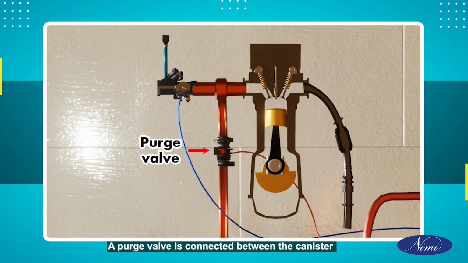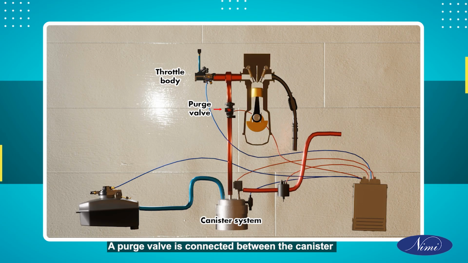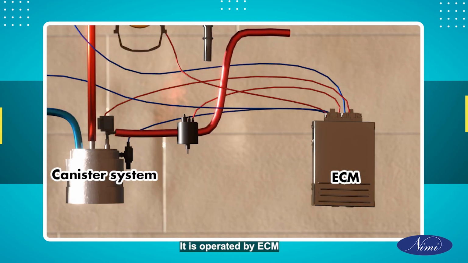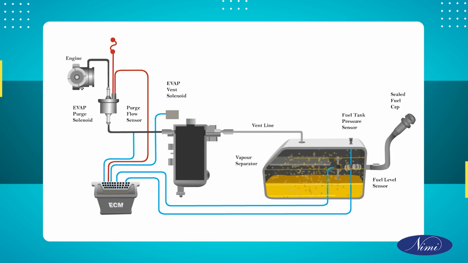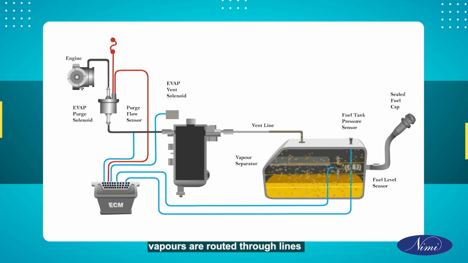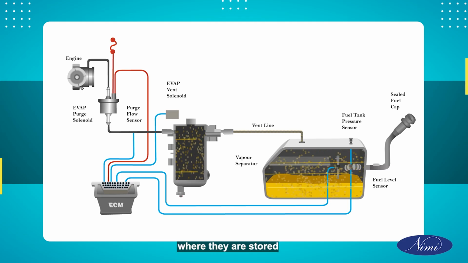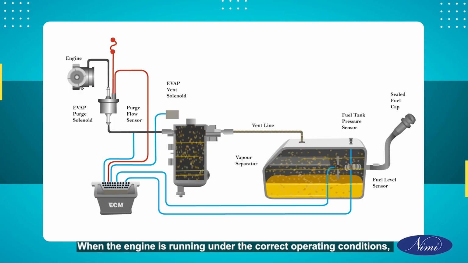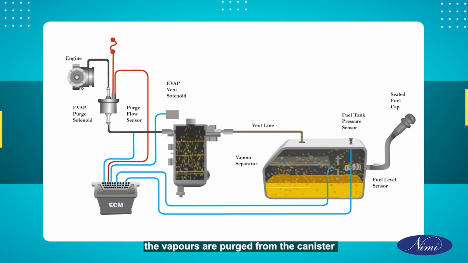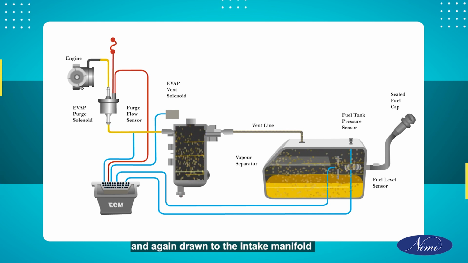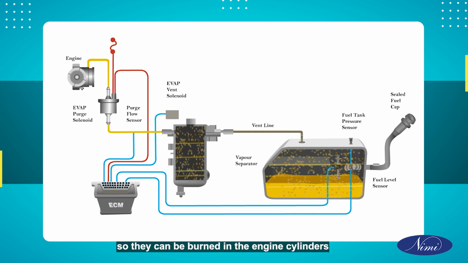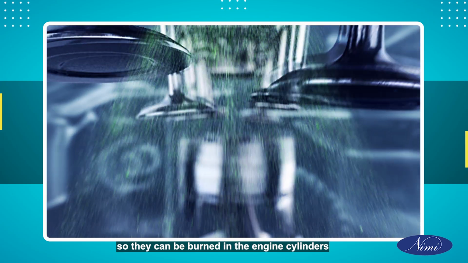A purge valve is connected between the canister and the throttle body. It is operated by ECM. When the engine is not running, vapors are routed through lines and hoses to a charcoal canister where they are stored. When the engine is running under the correct operating conditions, the vapors are purged from the canister and again drawn to the intake manifold, so they can be burned in the engine cylinders.